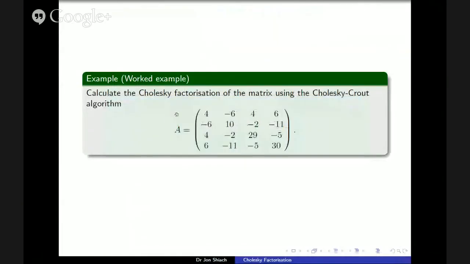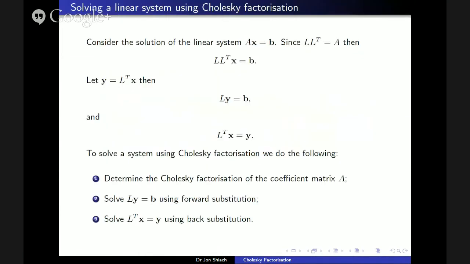Again, what's the point in doing all this? Well, at the end of the day, we're trying to solve linear systems. So there's no point in actually factorizing your coefficient matrix if you don't do anything with them. So solving a linear system using Cholesky factorization is very similar to LU. Well, we're solving the system AX equals B.